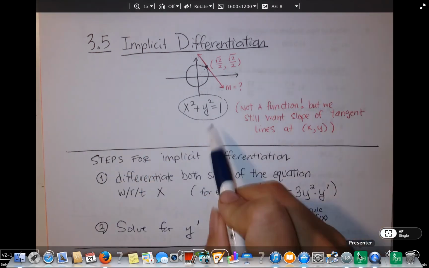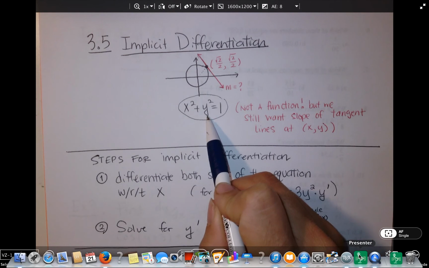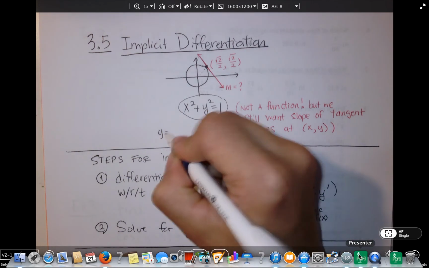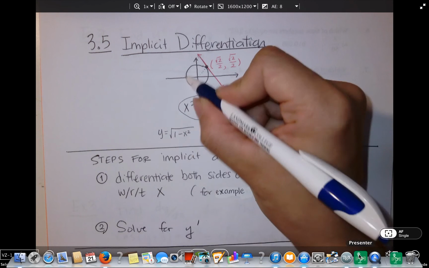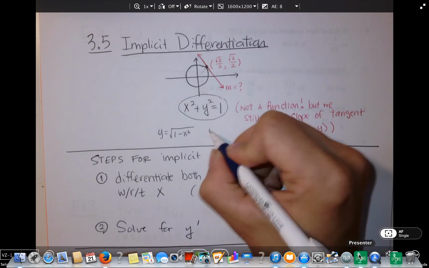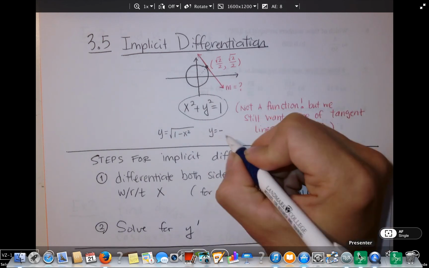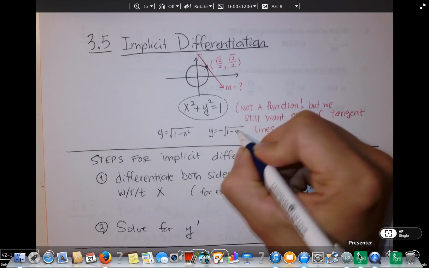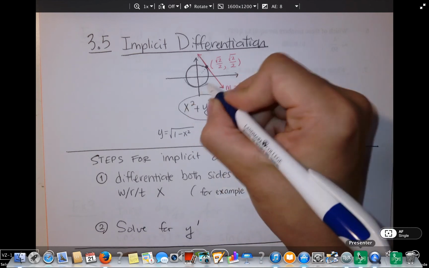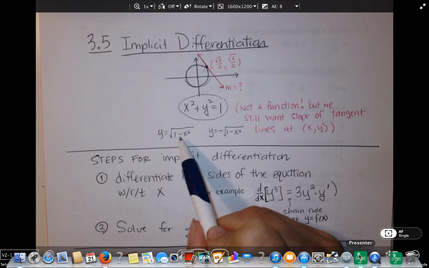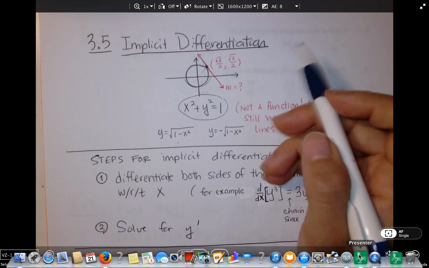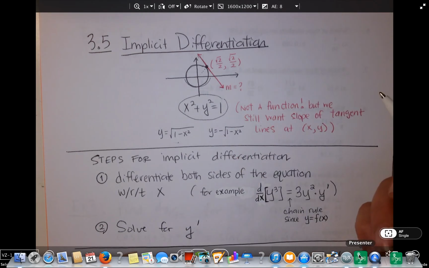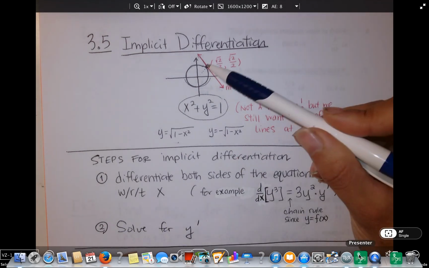One thing that we could do is solve for y. If I were to solve for y, I would get two different functions. I would get y is equal to the square root of 1 minus x squared. That would give me the top half of the unit circle. And then I would also get y is equal to the negative square root of 1 minus x squared. That would give me the bottom half of the unit circle. Then I could proceed to take the derivative of this function and evaluate it at root 2 over 2. So that's one technique we could use to find the derivative and the slope.